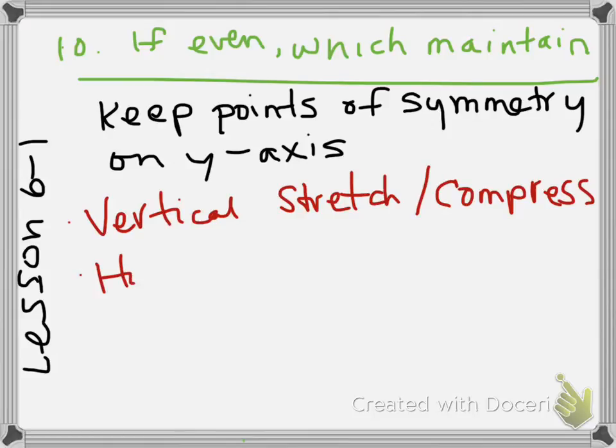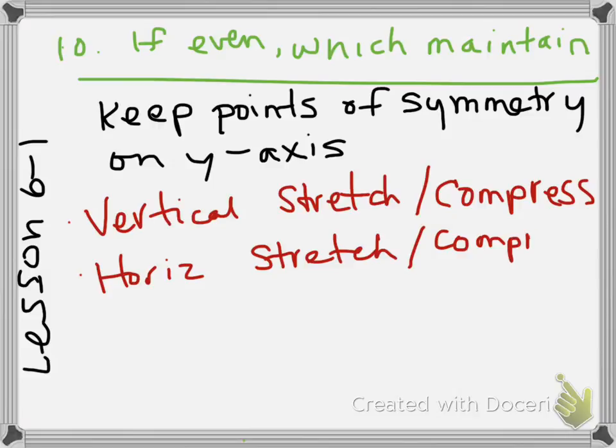We can also do the same thing horizontally. We can make it wider or skinnier horizontally, and we're still not going to move the vertex off the axis. So both of those will maintain the even symmetry. Okay. We can also translate it. If we translate it horizontally, the vertex moves off the y-axis. But if we only translate it vertically, then that vertex stays on the y-axis.